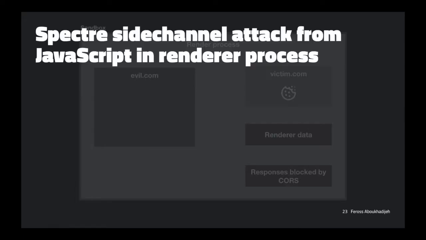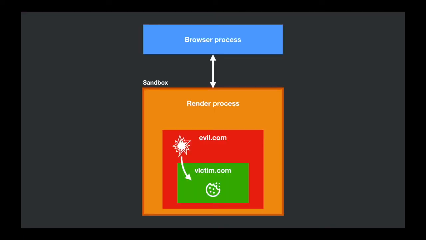It turns out that what we have going on here within this renderer process is it's also vulnerable to Spectre because we don't even have a process boundary here between evil.com and victim.com. These are actually in the same process, and we're relying on code that's written to actually keep the boundary between them separate. The JavaScript VM is basically trying to keep this boundary here.